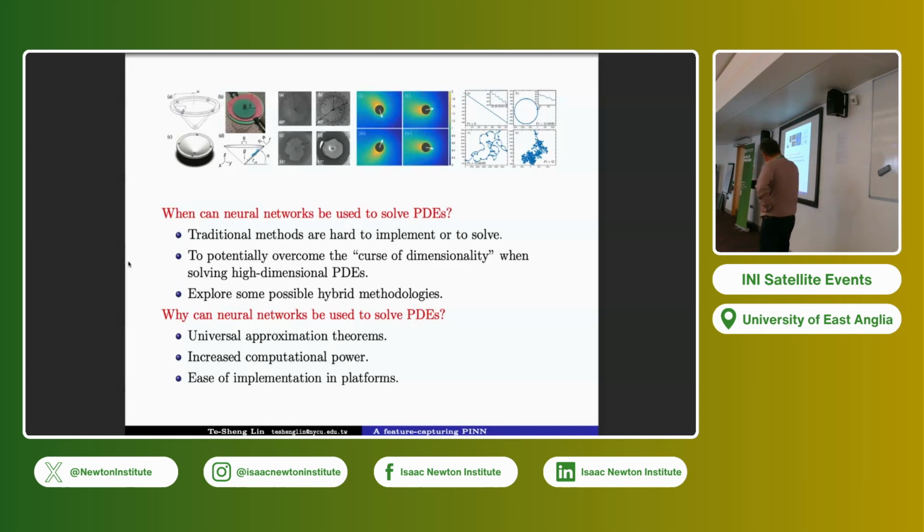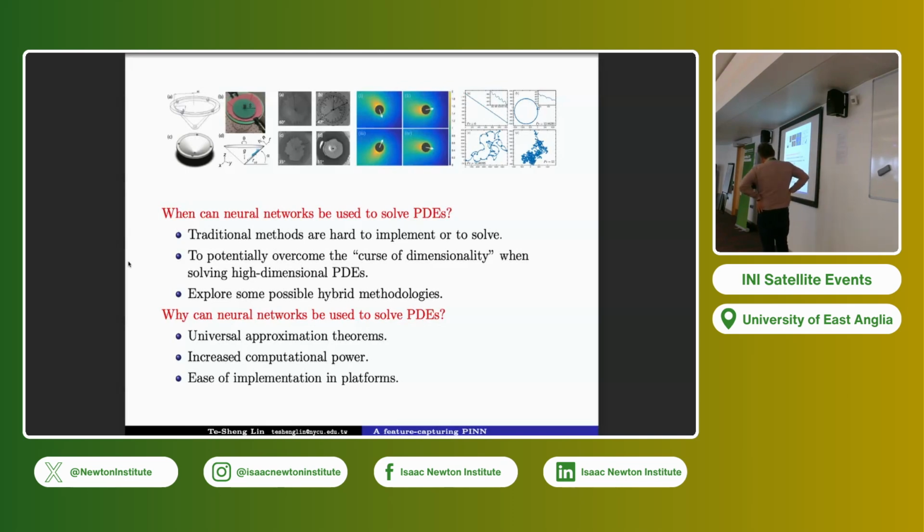Recently we have been getting interested in how to use neural networks as a new numerical method to solve partial differential equations. The first two questions we want to ask are, when can neural networks be used to solve PDEs? And why can neural networks be used to solve PDEs? When we can use them is when the traditional methods are hard to implement. In this case, we want to use some new method to overcome these difficulties.